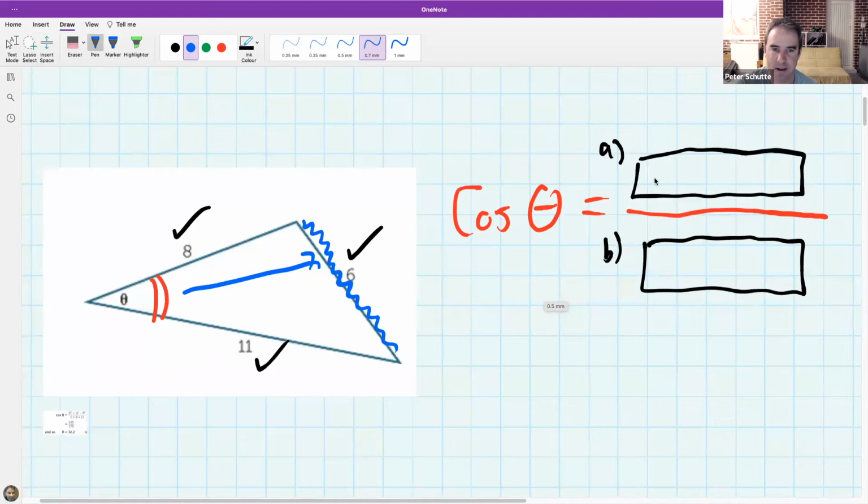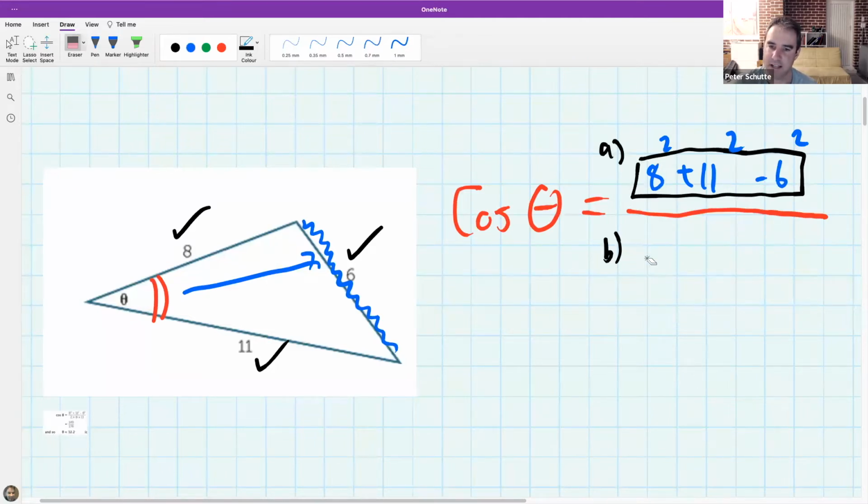Okay, so I see Anand Bob has given it. I agree. I would start by going minus 6 squared for that bit. And then I would go 8 squared plus 11 squared to get that. So that's the top line. Now, what's the bottom line going to be? Who would like to share their answer?